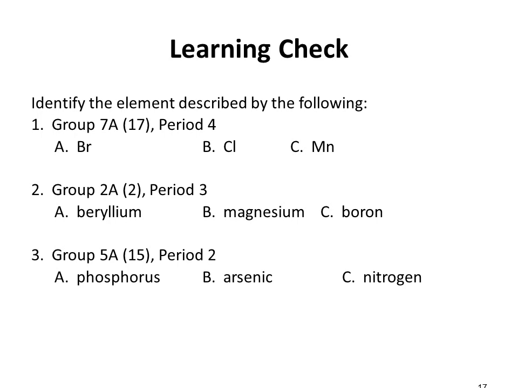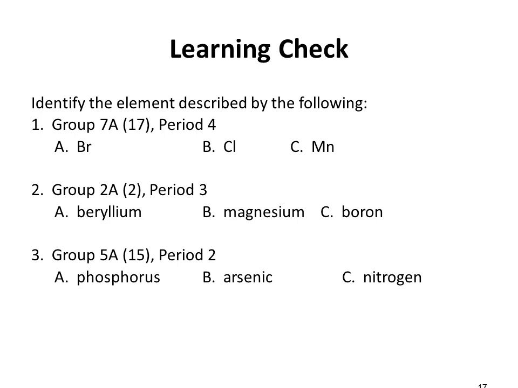And here we need to identify the elements based on their location on the periodic table. If we look for group 7A or group 17, that is the halogen group. Then for period 4, we would go down to the 4th row and find that would be bromine, choice A. And number 2, group 2A or group 2, that would be the alkaline earth metals, and then we'd be looking for period 3. So in period 3 we see Mg, which signifies magnesium.